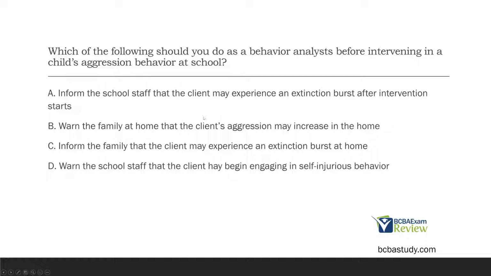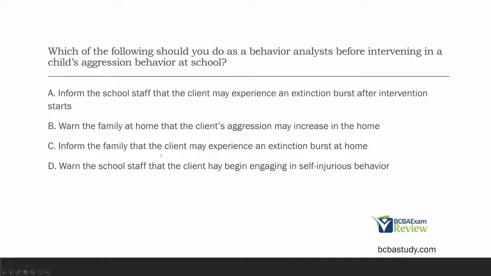It's incorrect. B, warn the family at home that the client's aggression may increase in the home. What would this look like? Well, this would resemble behavior contrast. If we're going to target aggression at school for reduction, what does behavior contrast say? Well, in other environments, aggression may start to increase. If we are successful at decreasing it in school, all things else held constant, aggression may increase in home. So yes, we definitely want to tell the family, hey, we're going to work on aggression in the school environment. Just be aware that aggression may temporarily increase in the home. B looks pretty good. Can we find a better answer?